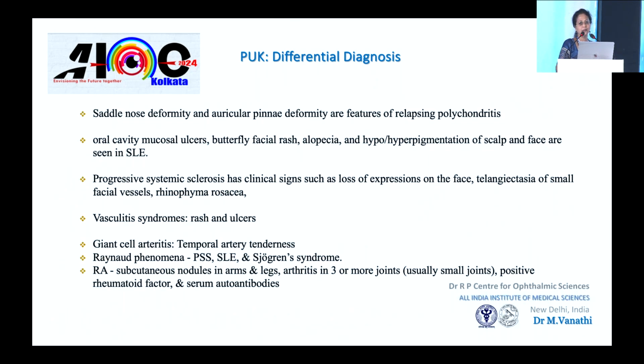I'm just going to run you through the important differentiating features in systemic examination which can point you towards a PUK which is occurring secondary to a systemic disease, like a saddle nose deformity, an auricle penne.